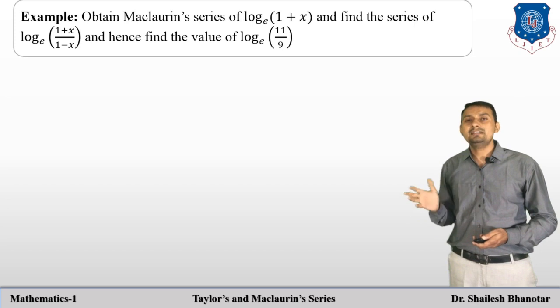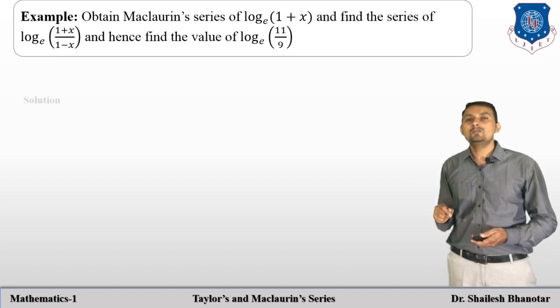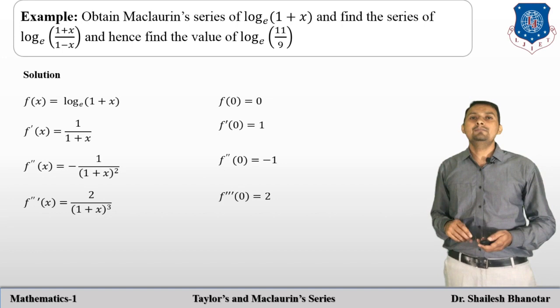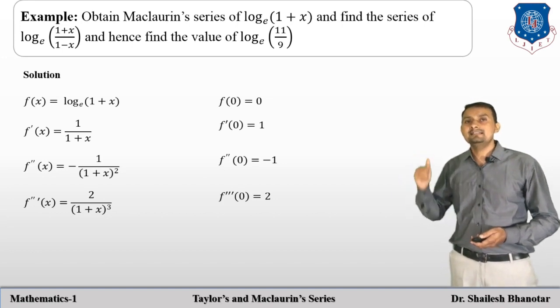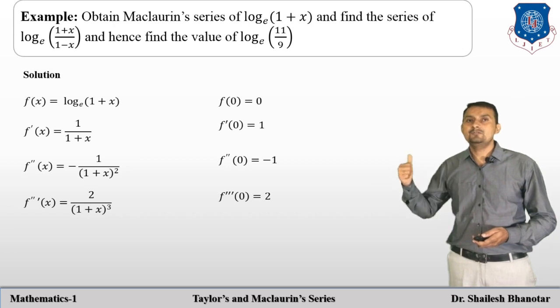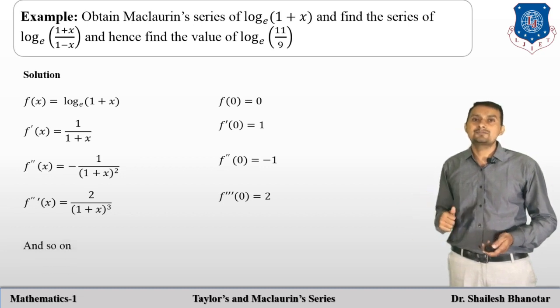So first we are going to consider the Maclaurin series expansion. For that we have to consider the function f of x, that is log 1 plus x. So f of x is equal to log 1 plus x. At 0 we get the answer 0. First derivative, that is 1 divided by 1 plus x, at 0 we get 1. Second derivative at 0, minus 1. Third derivative at 0, that is 2, and so on.